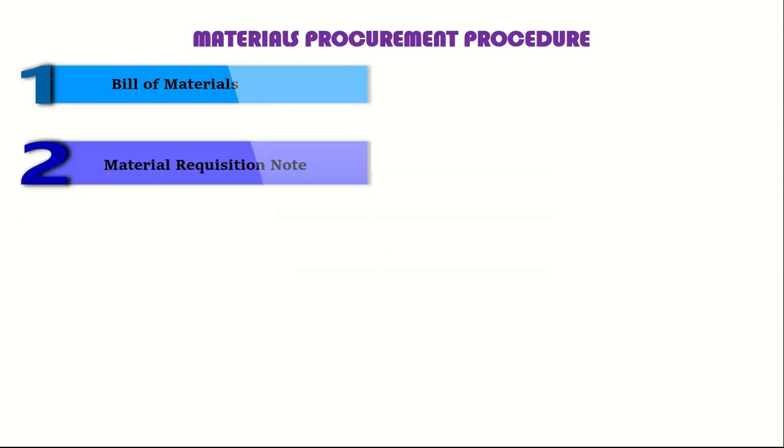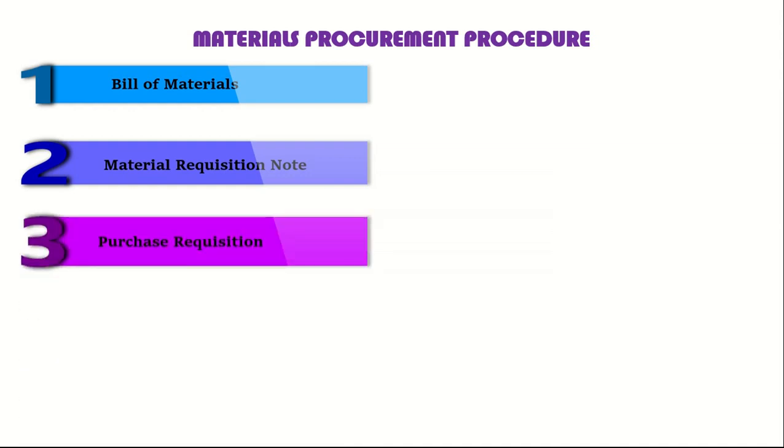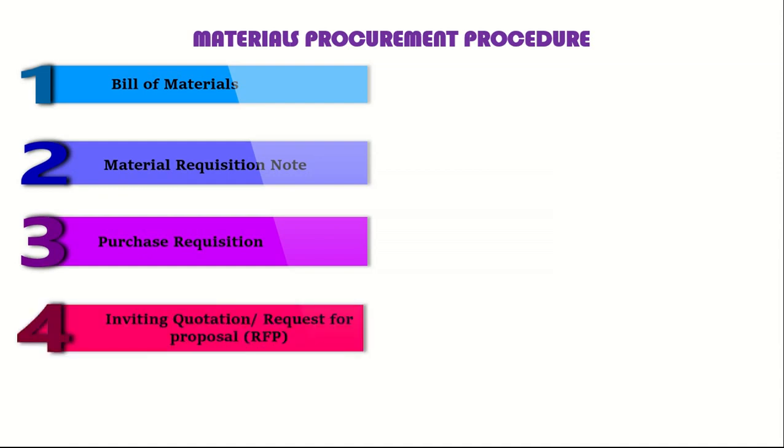2. Material requisition note. It is also known as material requisition slip. It is a voucher of authority used to get materials issued from store. Generally, it is prepared by the production department and materials are withdrawn on the basis of material requisition list or bill of materials. 3. Issue of purchase requisition. This is a document which authorizes the purchase department to order for the materials specified in the material requisition note.